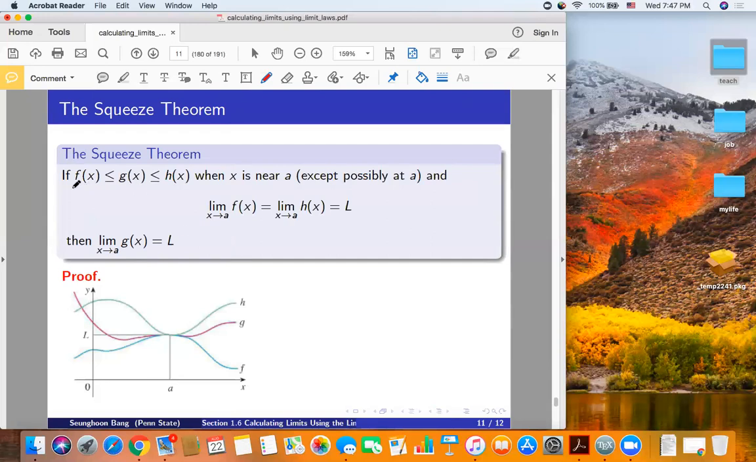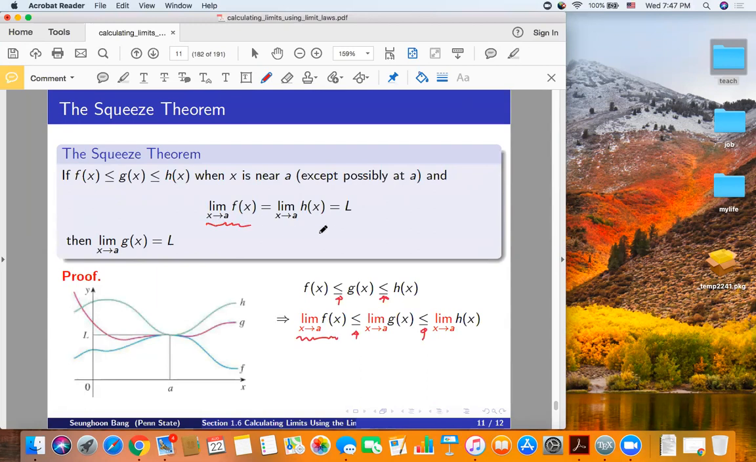We can use this assumption first. So g of x is between f of x and h of x. The next, take the limit of each function: f of x, g of x, and h of x. Take the limit, the inequality doesn't change.